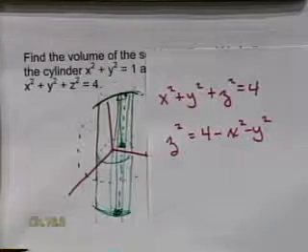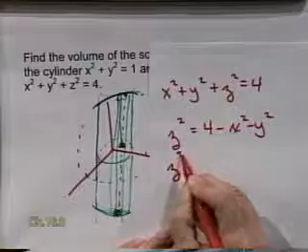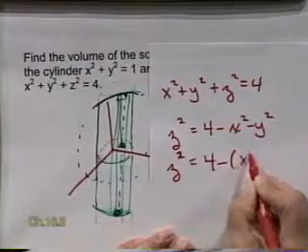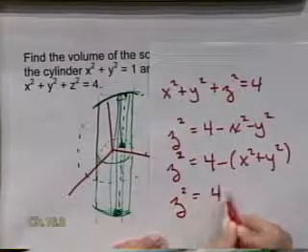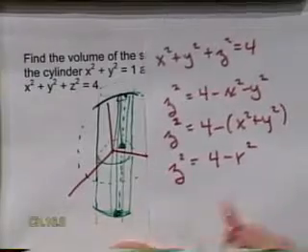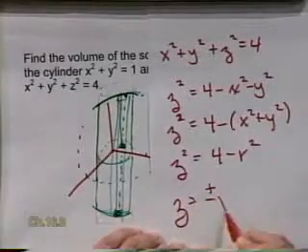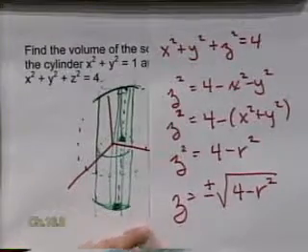Now remember, in polars, x squared plus y squared is r squared. So I can write this as z squared equals 4 minus the quantity x squared plus y squared. And in polar coordinates, that gives me z squared is 4 minus r squared, right? And if I solve for z, z is plus or minus the square root of 4 minus r squared. Are we all comfortable with that?